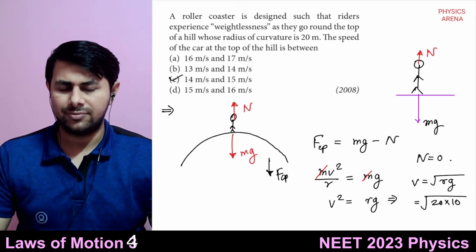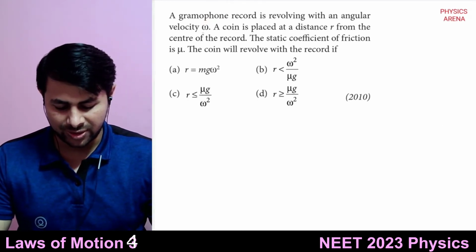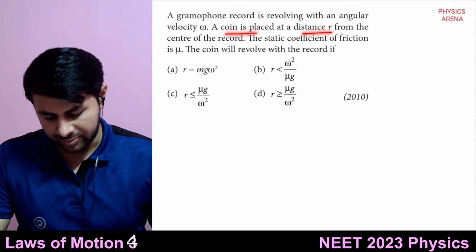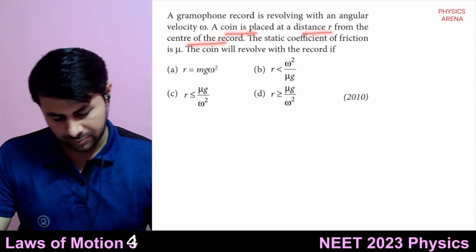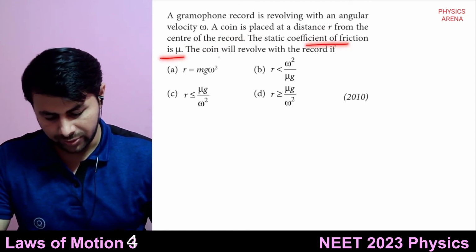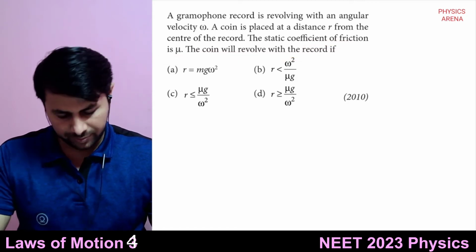Is this clear? A gramophone record is revolving with angular velocity omega. A coin is placed at a distance r from the center of the record. The static coefficient of friction is mu. The coin will revolve with the record if.